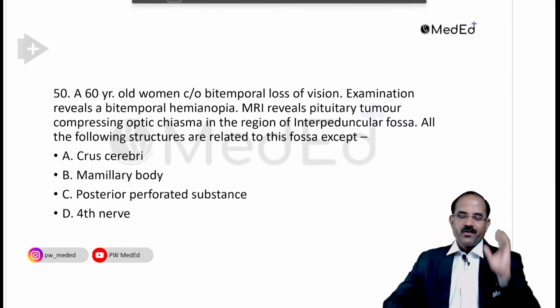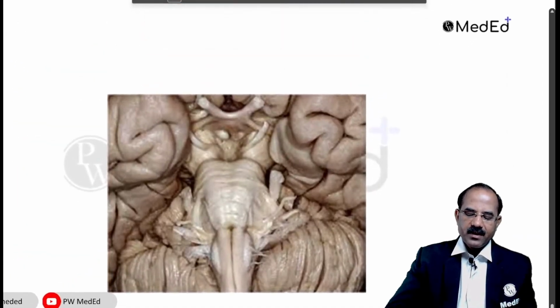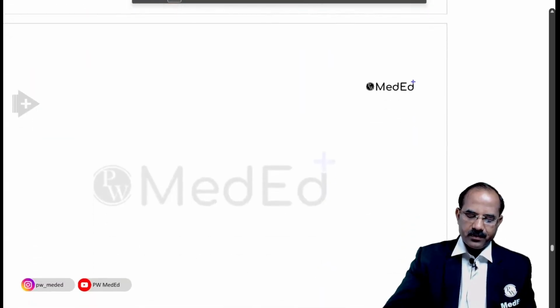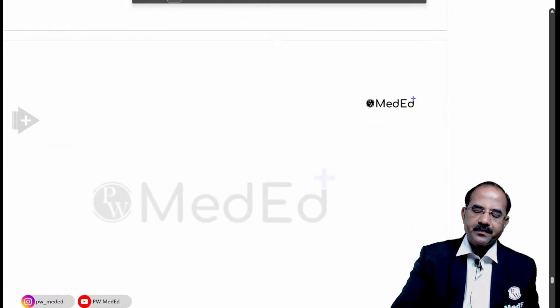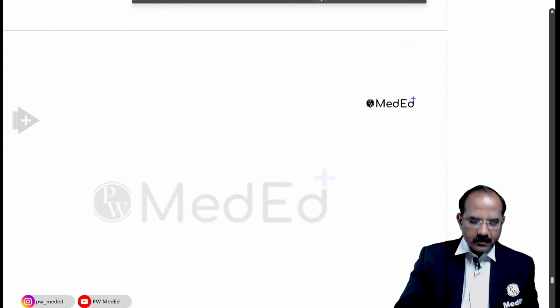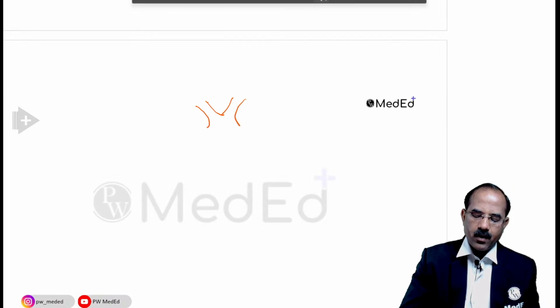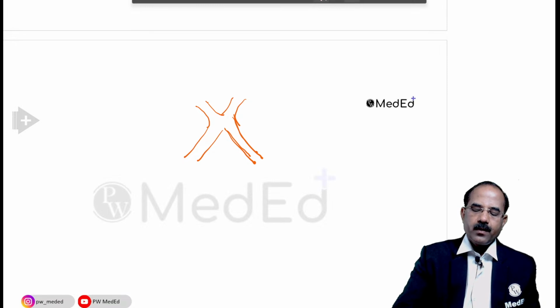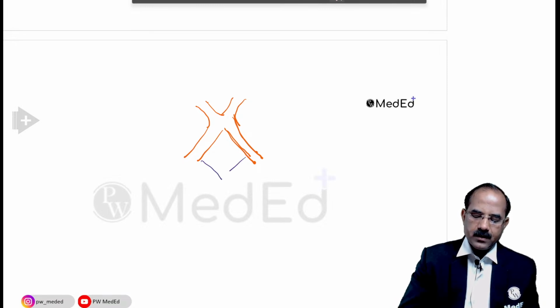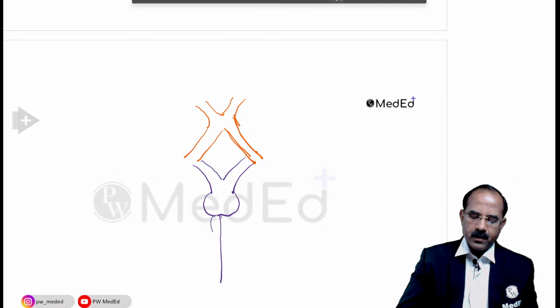So what are the boundaries of the interpeduncular fossa? Students, look at this. Okay, I'll draw this for you. Interpeduncular fossa. This is the optic nerve. That's the optic chiasma. This is the optic tract. Okay. This is the crus cerebri, midbrain. That's the pons. That's the medulla. These are the pyramids. These are the olives.